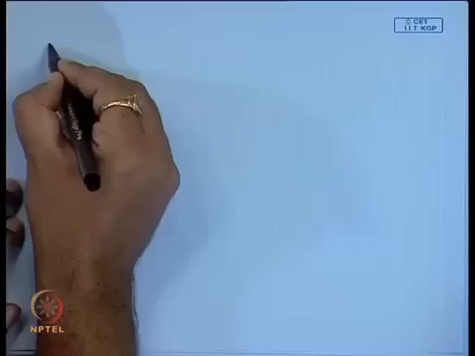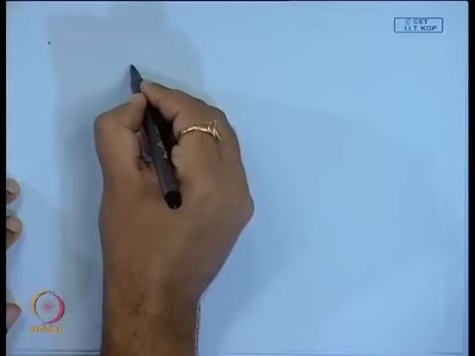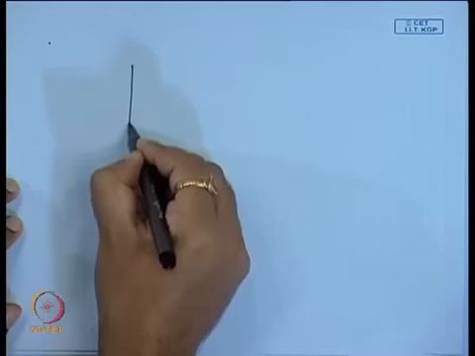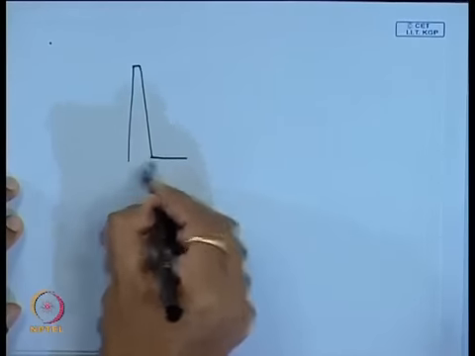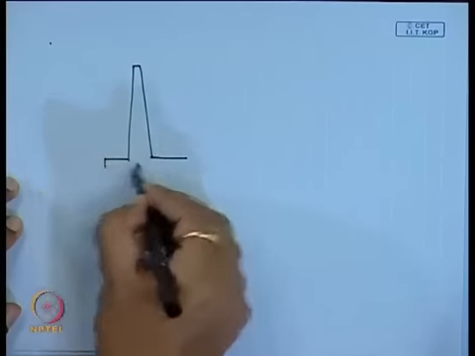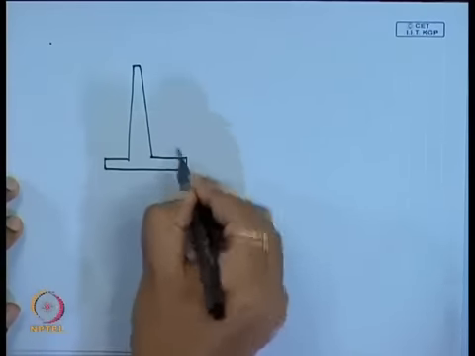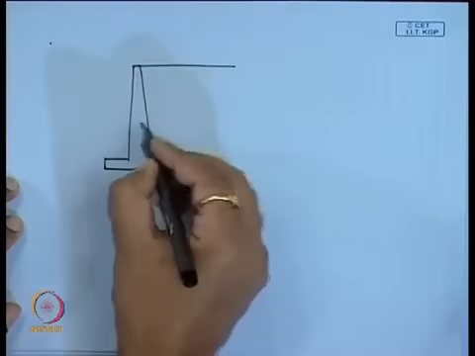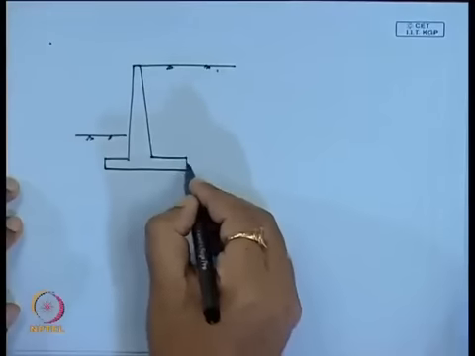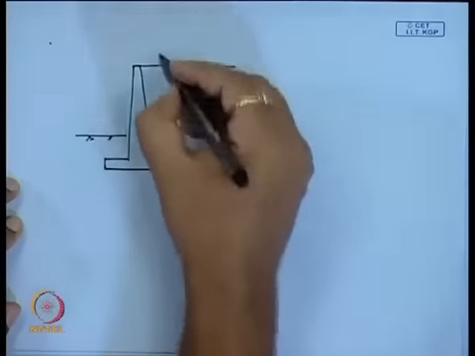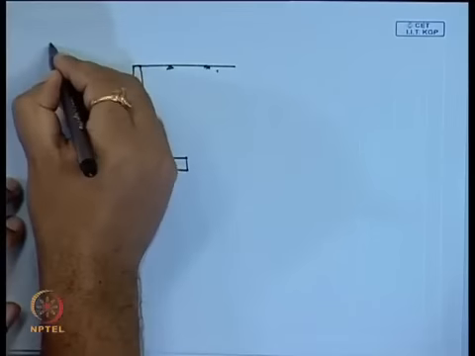Now, there are a few things that you have to clarify. Suppose this is the retaining wall and we can use Rankine's theory. If I consider the same retaining wall, this is our foundation, this is the ground surface, this is the backfill side. So, in the first case, we use the Rankine theory.